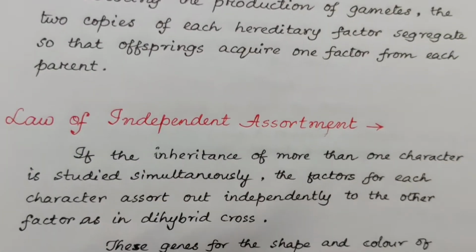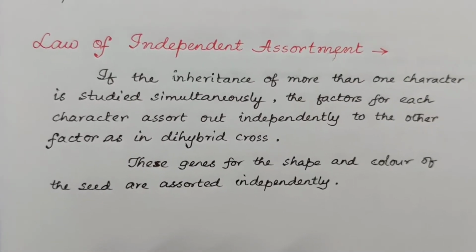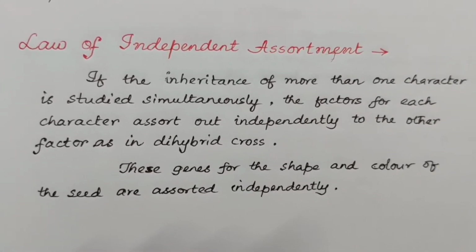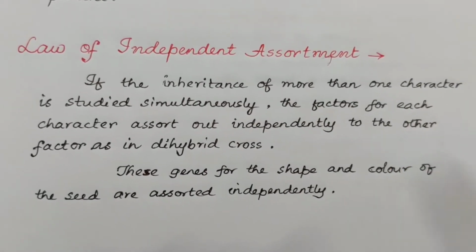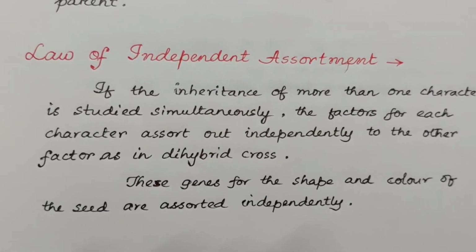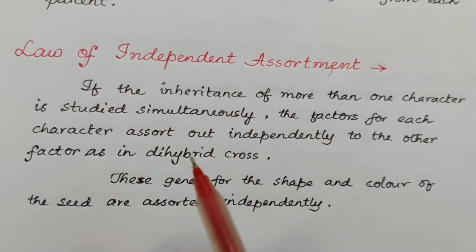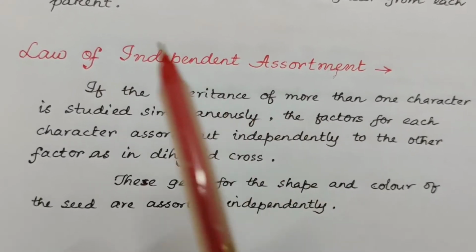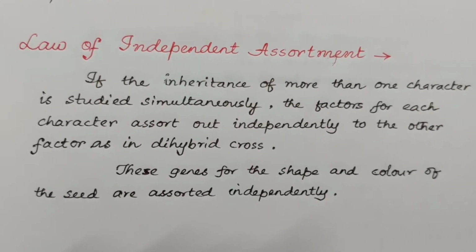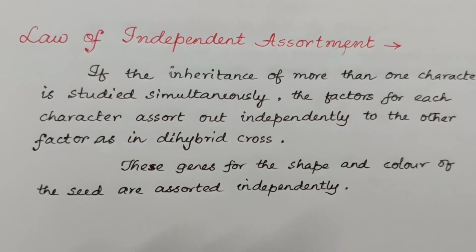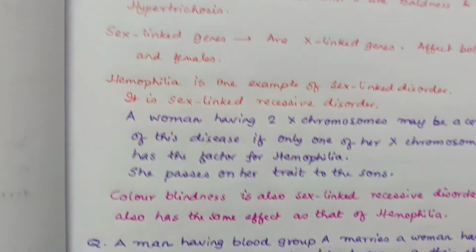The third one is the law of independent assortment. This law states that if the inheritance of more than one character is studied simultaneously, the factors for each character assort out independently of the other factor, as in a dihybrid cross. So this is based on the dihybrid cross. The genes for the shape and color of the seed are assorted independently. So these are the three laws.